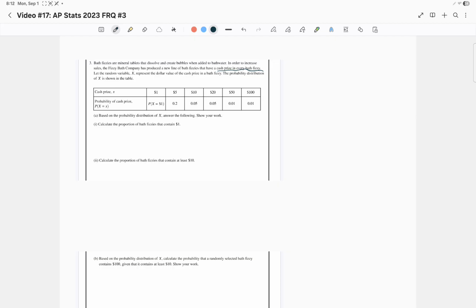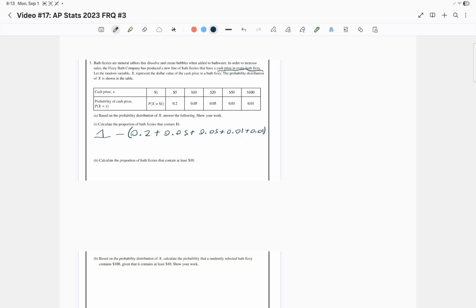So if we want to find the proportion of bath fizzies that contain $1, we're going to do 1 minus 0.2 plus 0.05, 0.05. So essentially, what we're doing here is we're finding the probability that we don't get more than $1, essentially. We don't get any of the other cash prizes, which, because they're mutually exclusive, they're complementary events, sorry. You calculate by doing 1 minus the probability of the other event happening. So that's why this works.